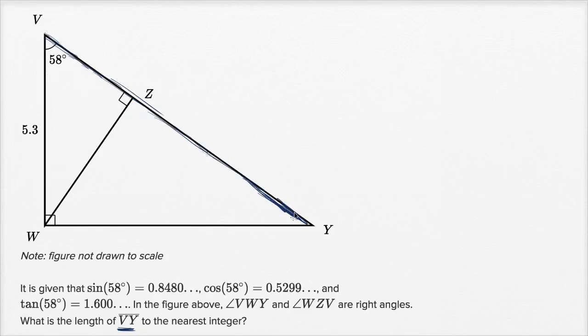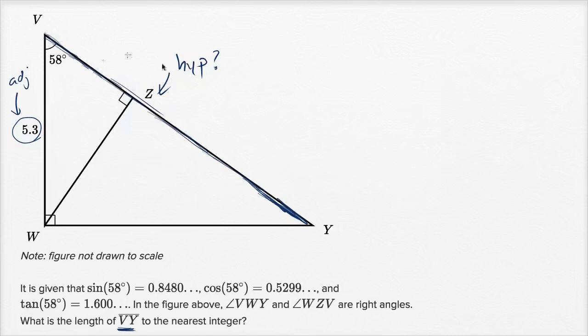And what else do we know about that big triangle? We know the angle 58 degrees, and we know the length of VW. We could view this as the adjacent side to this angle. So we know the angle, we know the adjacent side, and we're trying to figure out the hypotenuse. So which trig function deals with adjacent and hypotenuse?